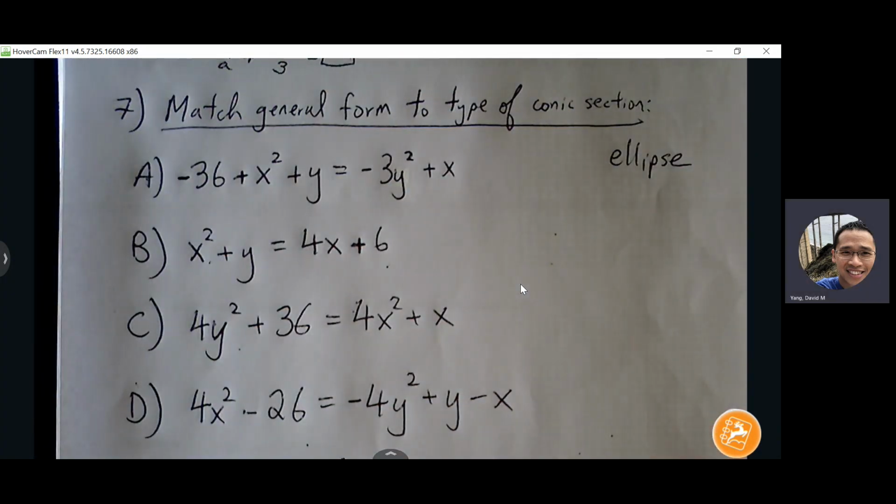Okay, B should be easy to spot. What's B? Parabola. There's only one variable that's squared, right?